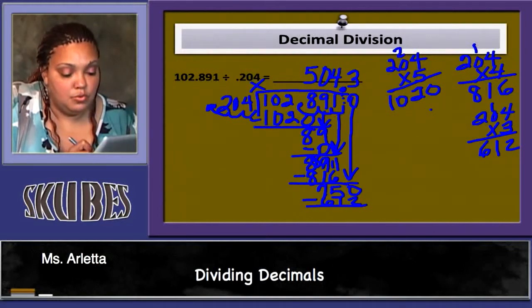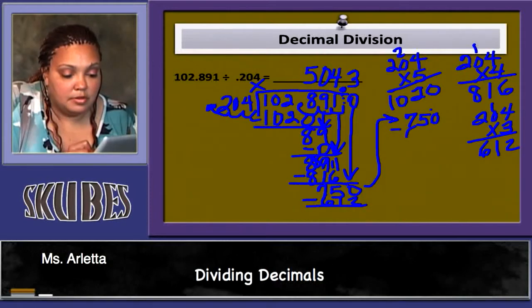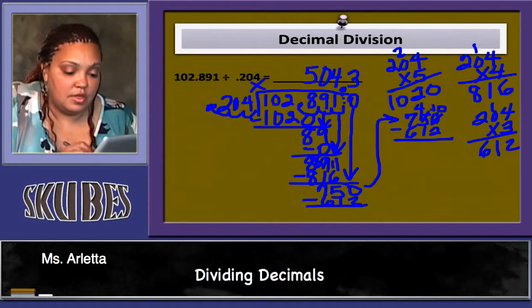And I'm just going to move this that way. 750 minus 612. That will be 10. This will be 4. 10 minus 2 is 8. 4 minus 1 is 3. And 7 minus 6 is 1.